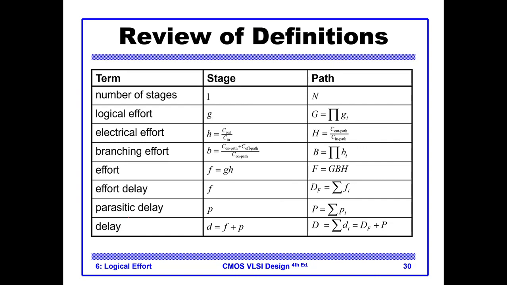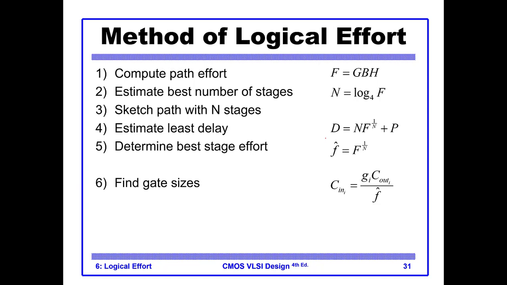Okay, so this is a review of definitions for different things that we use. For example, logical effort is small g, and path logical effort is capital G, electrical effort is small h, path electrical effort is capital H, and all these things. Okay, this is the method of logical effort.